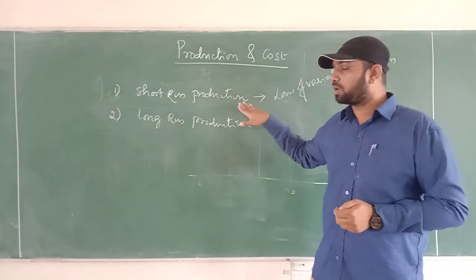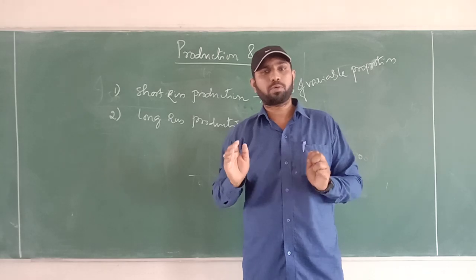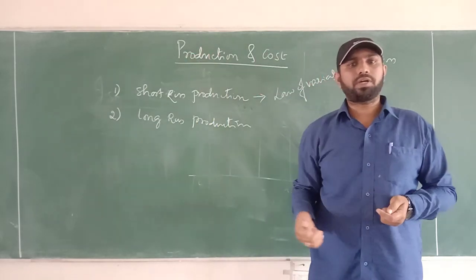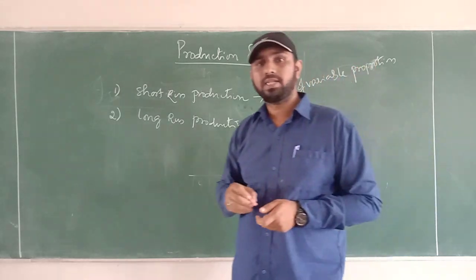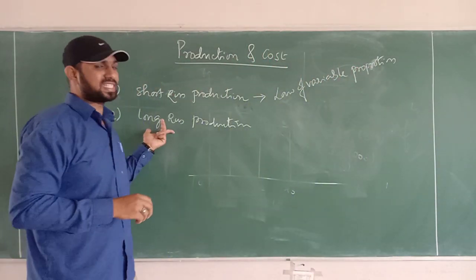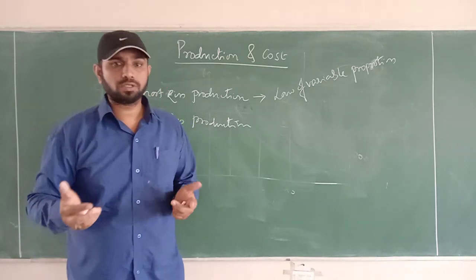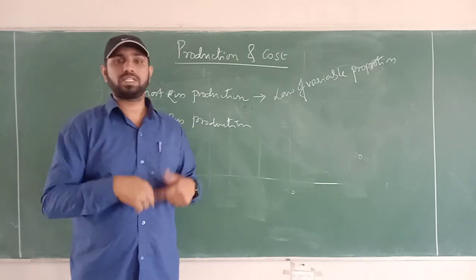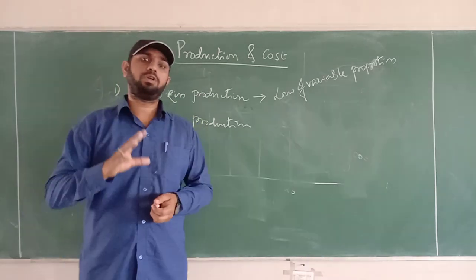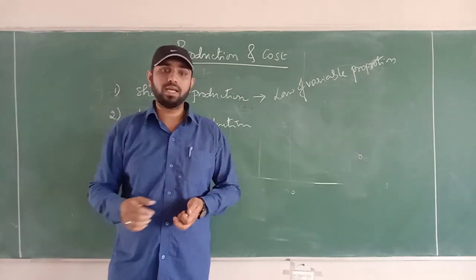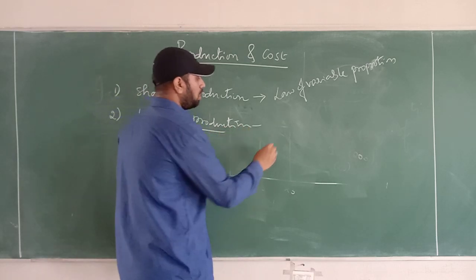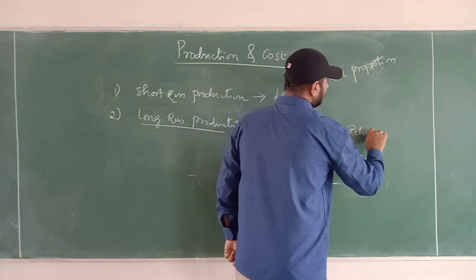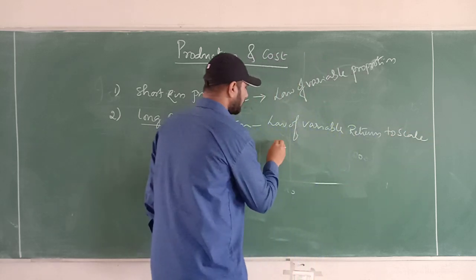For the time being, short run production is one type of production process where the producer has the capacity to keep certain factors fixed and certain factors of production variable to increase the quantity of output. Coming to long run production, the producer has sufficient time, so he can alter all the factors of production in his favor. He can change the fixed factors, and even the variable factors, according to the level of production. That is called long run production, where mass production can be done. Here another law comes, called the law of variable returns to scale, which is also called economies of scale.